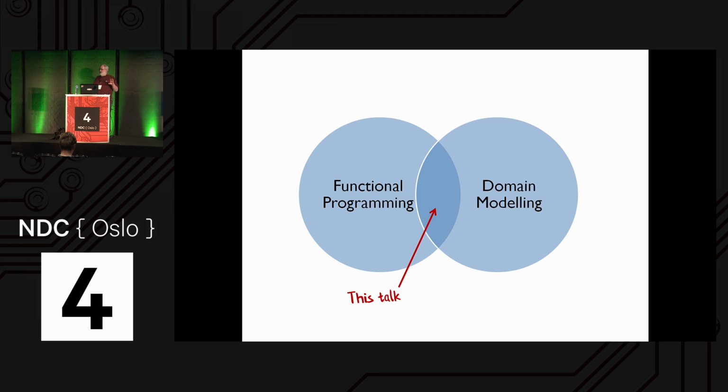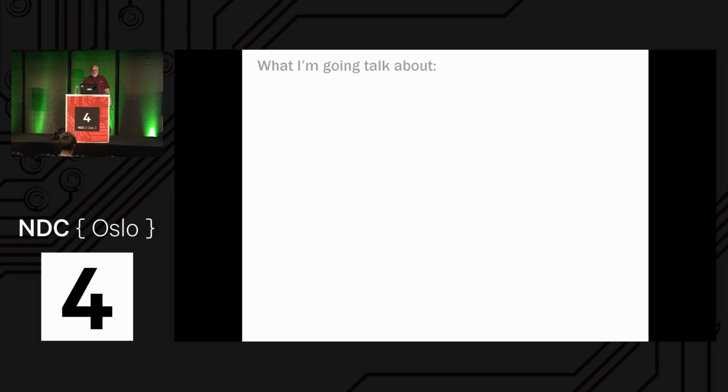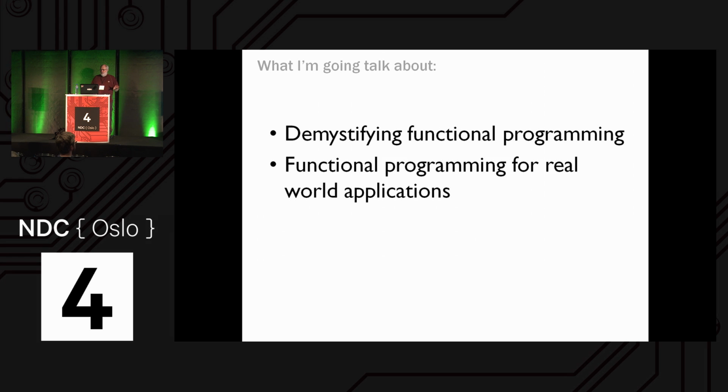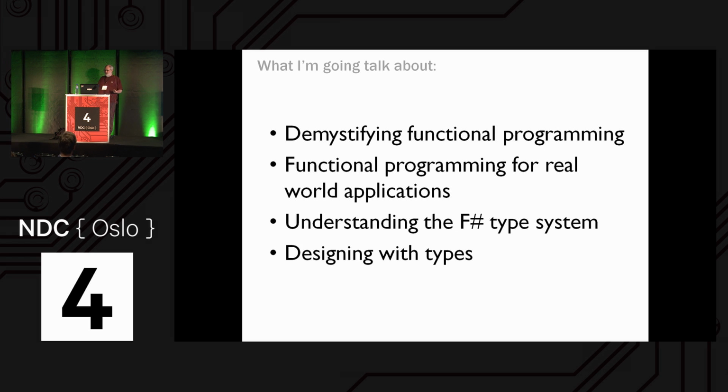So this is a kind of intersection of the functional programming people and the domain modeling people, and we're sort of right in the middle here. So I'm going to demystify functional programming because a lot of people are scared by functional programming. So I always stick this at the beginning of my talks. I think I won't have to in a few years, but for now I will. So if you're not scared of functional programming, that's great. I'm going to talk about functional programming for real-world applications, because a lot of people think it's sort of an academic thing. And then I'm going to talk about what is the F# type system and why is it different from an object-oriented model of classes. And then we'll actually dive into the meat of it and actually design this domain using the types.